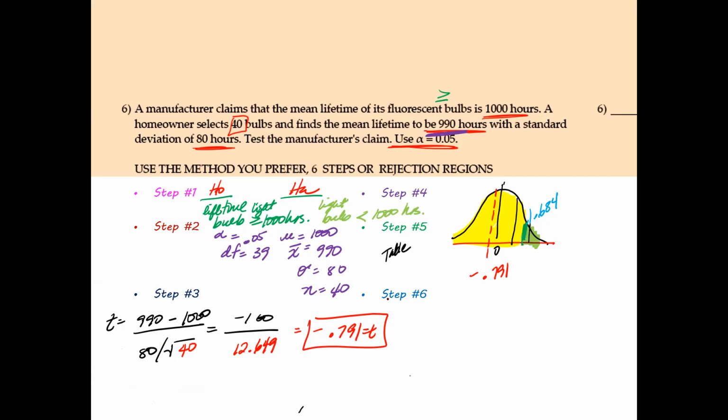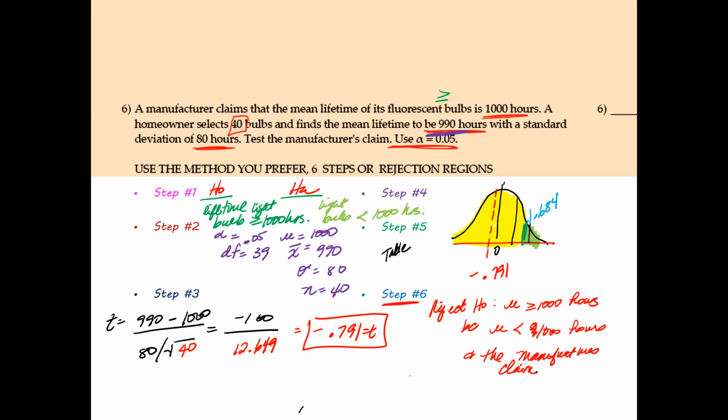this definitely falls into step 6, which is the conclusion. You can basically say that you reject the null hypothesis. So reject the null hypothesis that the average life of a light bulb is 1,000 hours, because the average of a light bulb is actually less than 1,000 hours. And the manufacturer's claim is wrong.